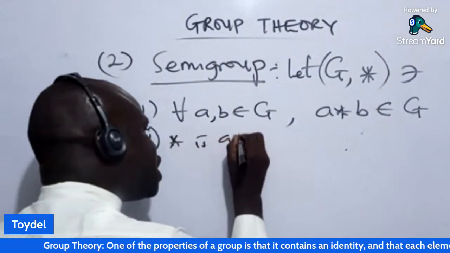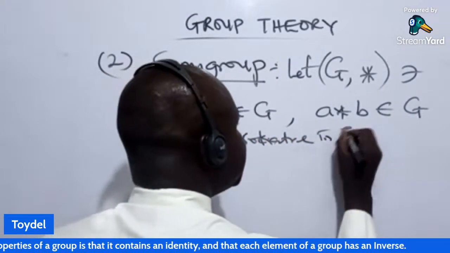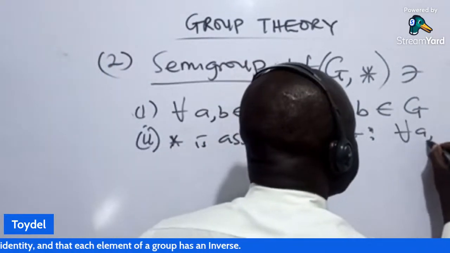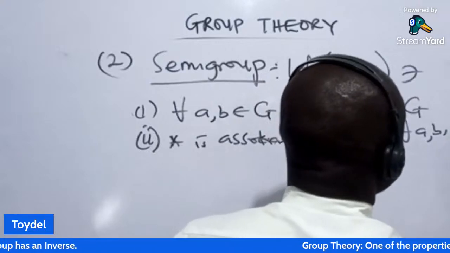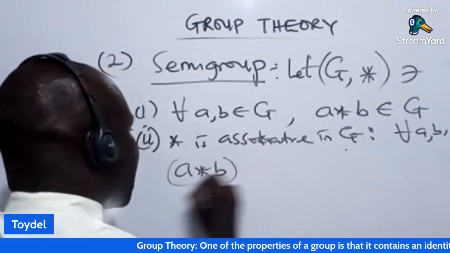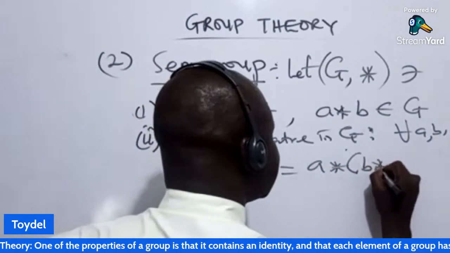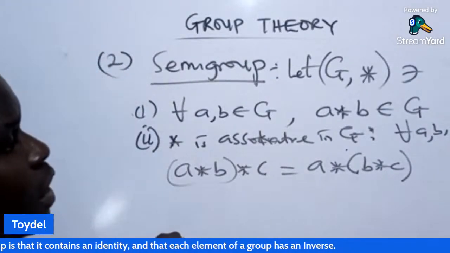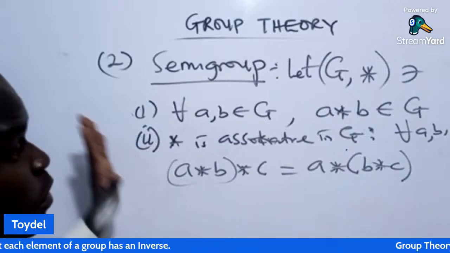Asterisk is associative in G. That is, what do I mean by that? For all A, B, C that belong to G, we have A asterisk B asterisk C equal to A asterisk (B asterisk C). That is, we are talking about the associative property. That is why I said if you go through my videos on binary operation 1 and 2, you will be able to understand this very well.